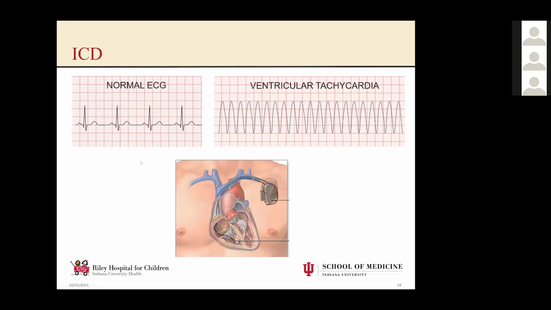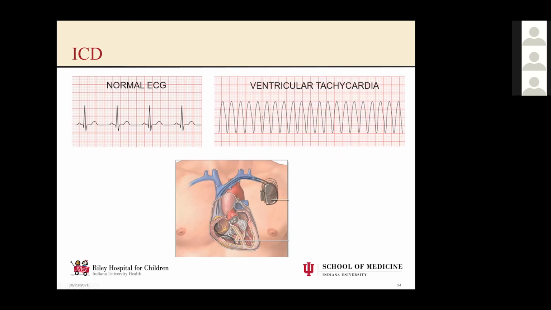And so how it works is it's monitoring your EKG all the time because it's implanted usually under the skin and muscle in the left upper chest, but sometimes under the left arm. And there's a wire that goes into your heart that monitors your heart rhythm all the time. And so it's basically constantly looking at your EKG.